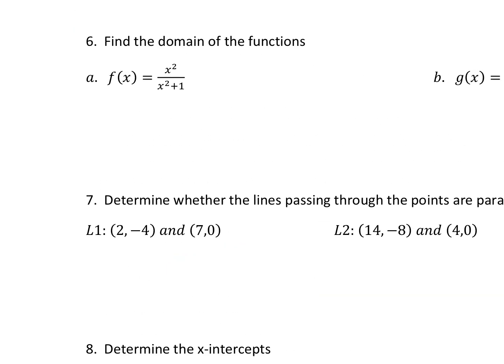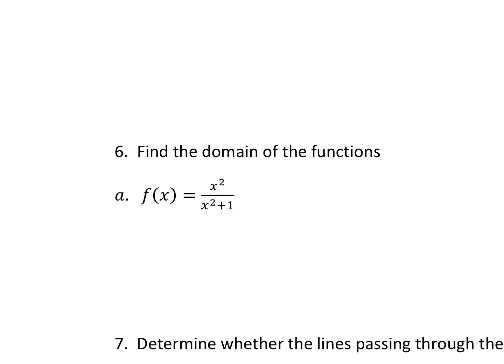For number 6, when we find the domain, there are 2 things we have to check for. If we have a fraction, so if I had like 1 over x, the denominator cannot be 0. So we'd set the denominator not equal to 0 and solve for x. If we have a square root, we can't have negatives under our square root. So we'd set whatever's under greater than or equal to 0.